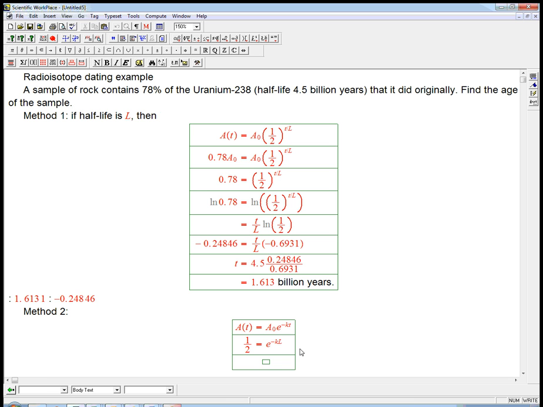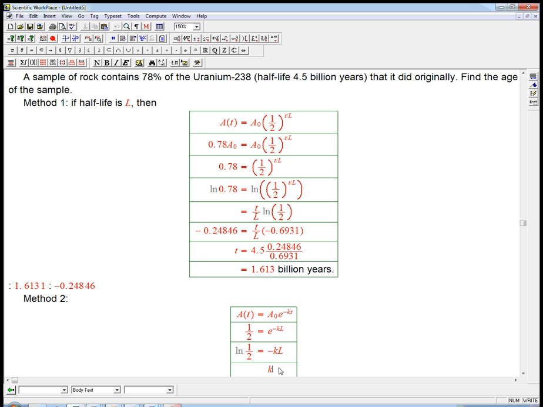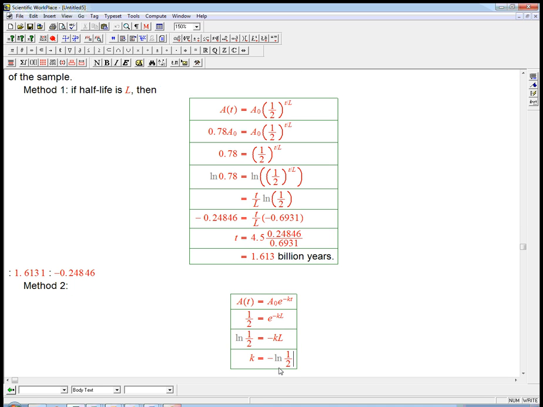So we take ln of both sides, and surprise, surprise, we get ln of 1/2 again. Ln of 1/2 equals minus KL. See, here, the base is E, and so we take ln. It really just strips off the E. ln of e to the something is just the exponent. And so K is minus ln of 1/2, and I'm going to simplify that a little bit, divided by L.